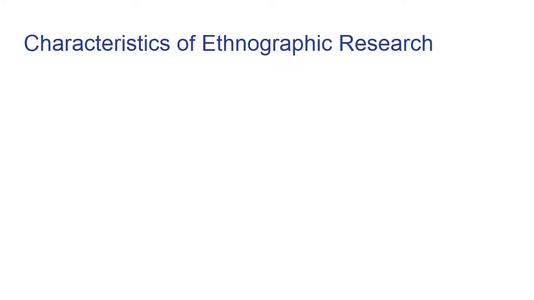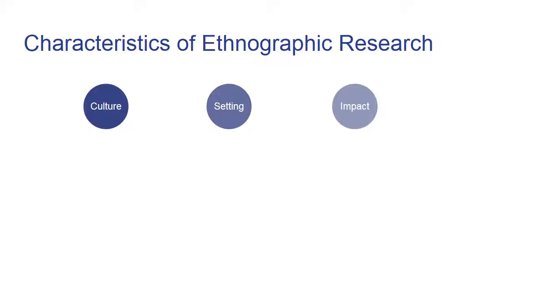Now that Carly has looked at the history and types of ethnographic research, we can now turn to the characteristics and ethical issues related to ethnography. The 7 characteristics of ethnographic research, as defined by Creswell, can be broken down into 3 categories: culture, setting, and impact. For ethnographic research, definitions of the characteristic terms used are important for understanding these categories.